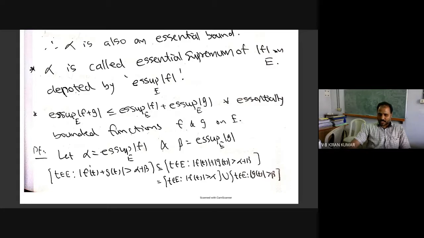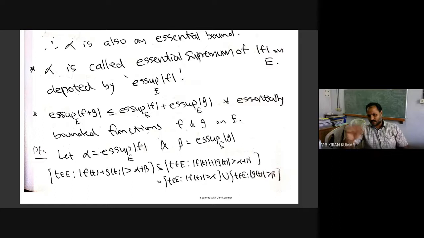So we consider all t belonging to E with the property that mod f(t) plus g(t) is greater than alpha plus beta. But you apply the triangle inequality here, so this is less than or equal to mod f(t) plus mod g(t). So this set is contained in the set where mod f(t) plus mod g(t) is greater than alpha plus beta, because whenever this is true, this is also true. So simple inequality. Now here you have an inclusion. In fact, this identity may not be correct. I have an inclusion here.